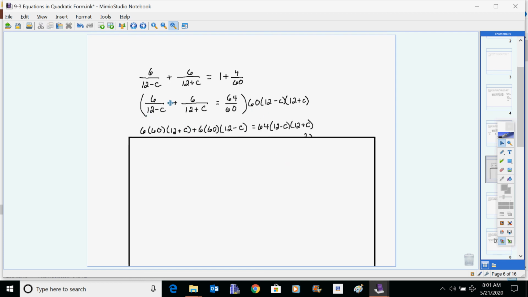So for example, for this part, the 12 minus c's canceled out, but I was left with the 6 and the 60 and the 12 plus c. For this piece, the 12 plus c's cancel out, and I'm left with the 6 and the 60 and 12 minus c. On this one, the 60's canceled out. You're left with 64 and both of those things.